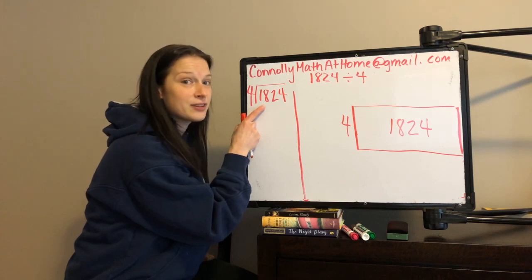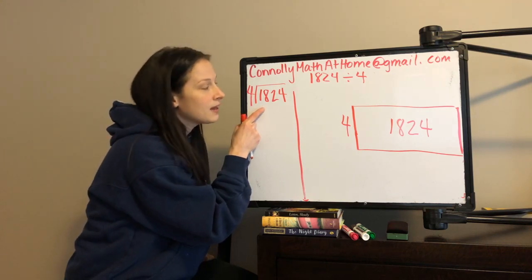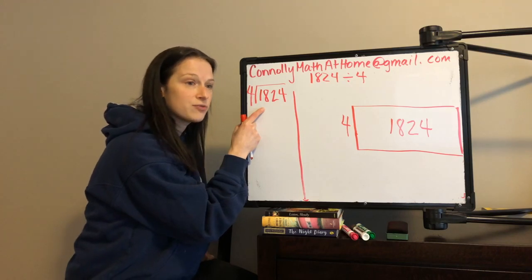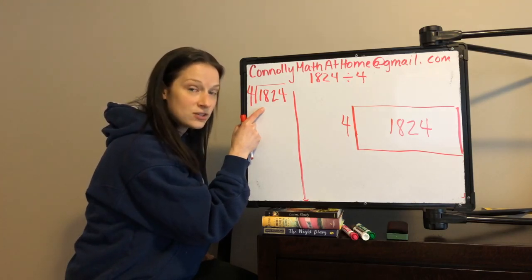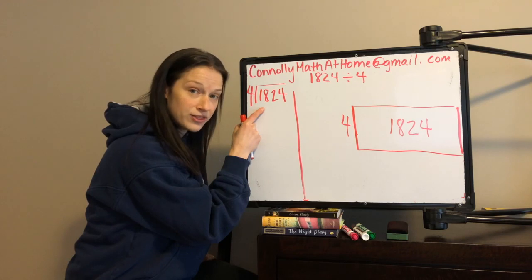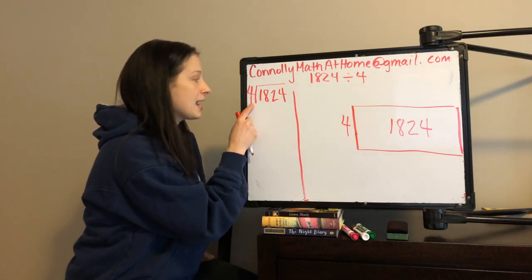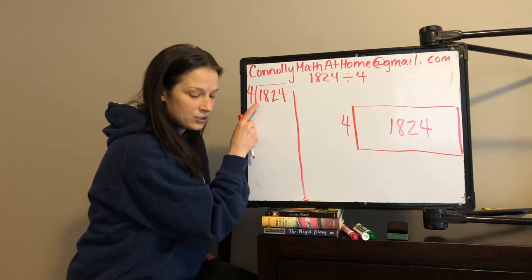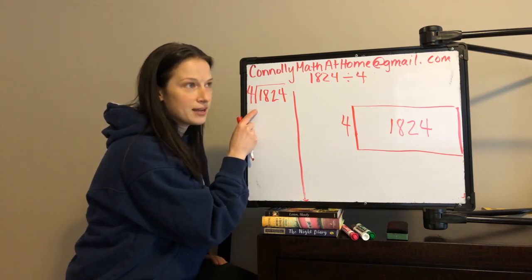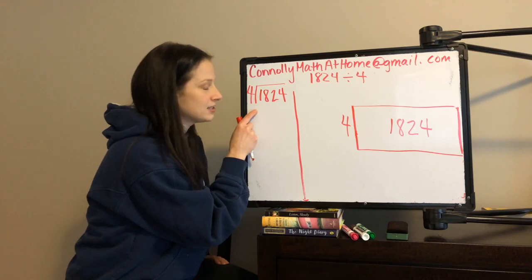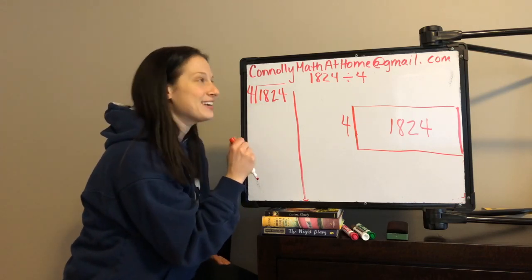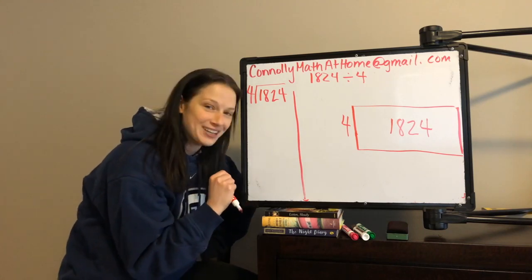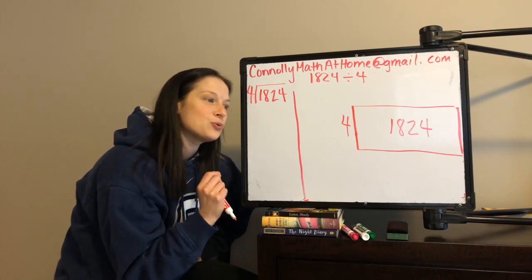I'm saying I'm getting closer. I'm telling myself, okay, try one more. 4 times 4 is 16, so 4 times 400 is 1,600. And I'm just going to double check. 4 times 5 is 20. So 4 times 500, sorry about that, is 2,000.